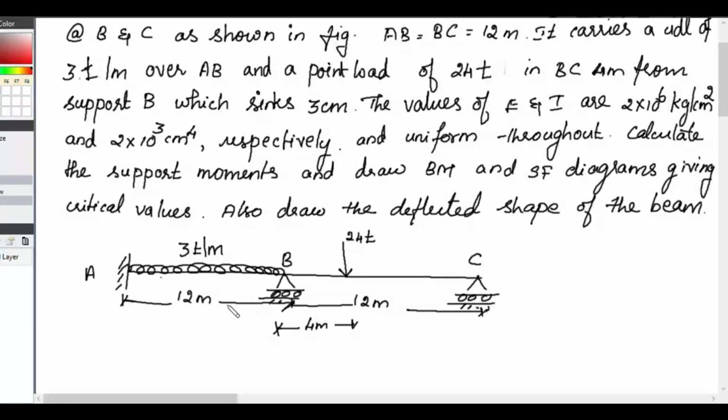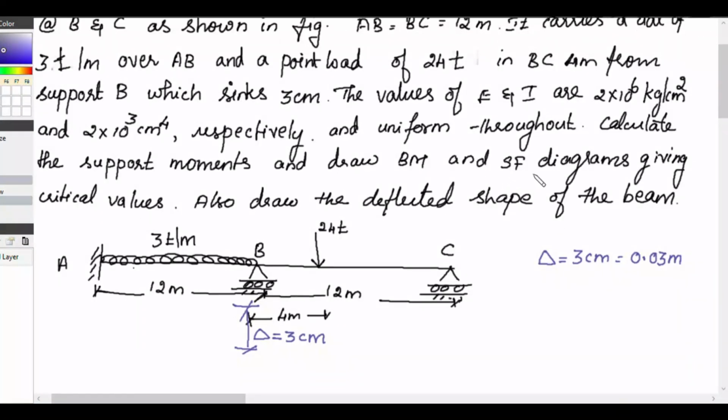So this B sinks by 3 centimeter. At B there is a deflection, there is a sinking of 3 centimeter. Now, everywhere the load is given in tons. So the sinking of support is 3 centimeter, that is nothing but 0.03 meter.